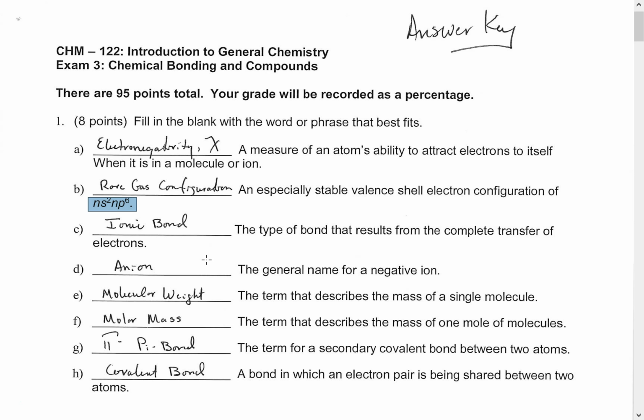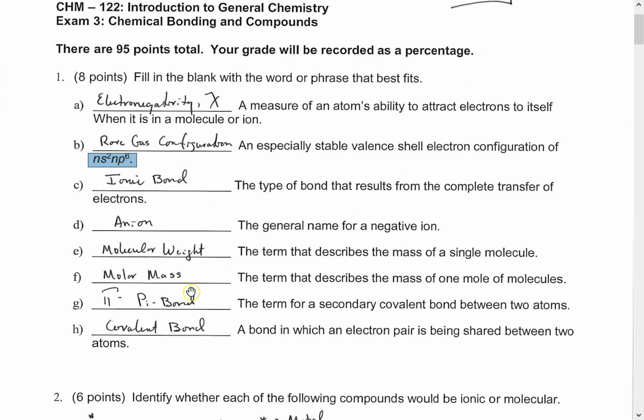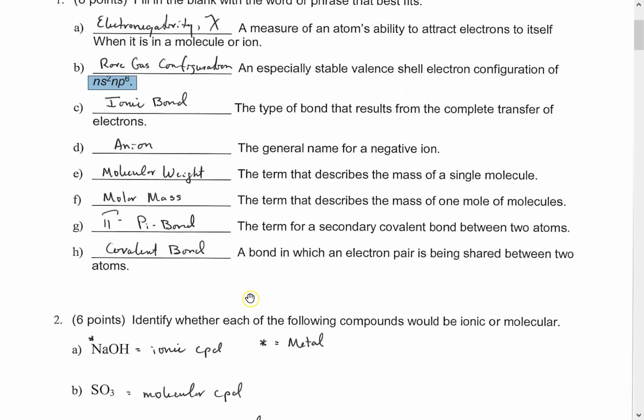E, molecular weight is the term that describes the mass of a single molecule. And of course, if you're talking about ionic compounds, it would not be molecular weight, it'd be formula weight. For F, I was after molar mass, the term that describes the mass of 1 mole of anything, including 1 mole of molecules. For G, the secondary covalent bond where electrons are shared, that's the pi bond. And for H, a bond where an electron pair is being shared in general is called a covalent bond.